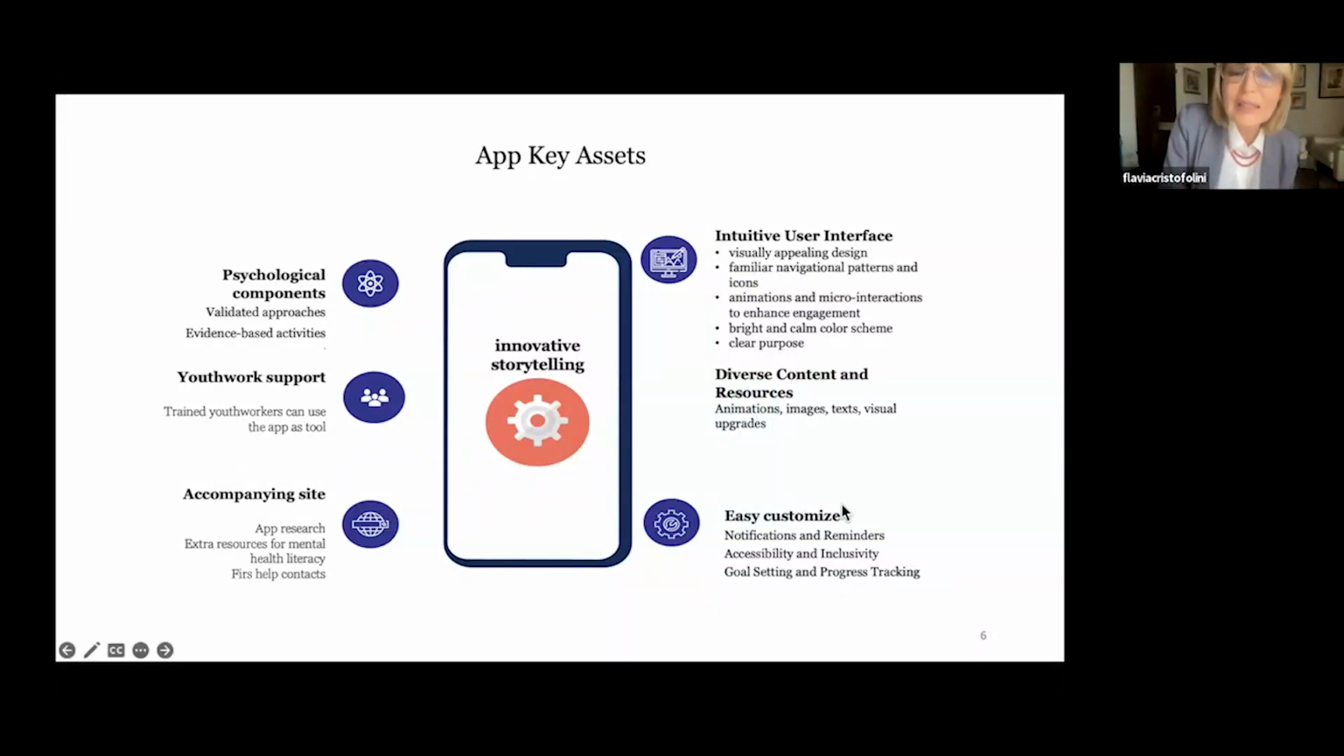The customization is easy, notifications are not too pushy, and they can be personalized. Reminders that are in the message in the bottle are intended to encourage the user to go on with the path of growth and self-awareness. Accessibility and inclusivity have been considered as regards the font, but also as regards an interaction that can be personalized. And progress tracking is allowed through the logbook.